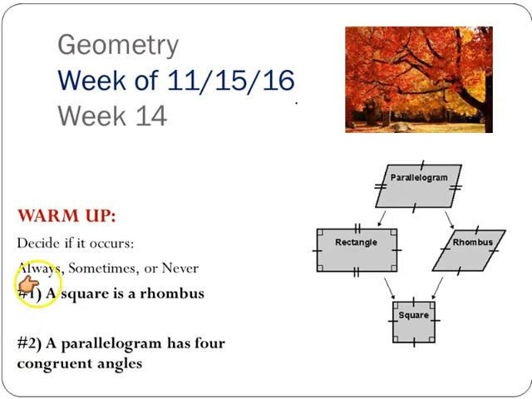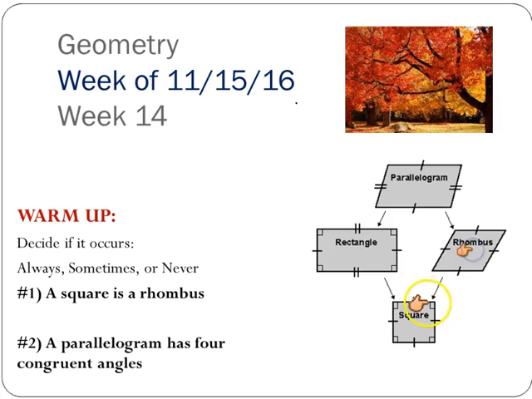The first question is, a square is a rhombus. Is that sometimes true, always true, or never true? So does a square have all the properties that a rhombus has? It does. A rhombus has opposite sides that are equal, which is a property of a parallelogram, but taking it a step further, all sides of a rhombus are equal. Are all sides of squares equal as well? Yes. So a square is always going to have all the properties that a rhombus has.